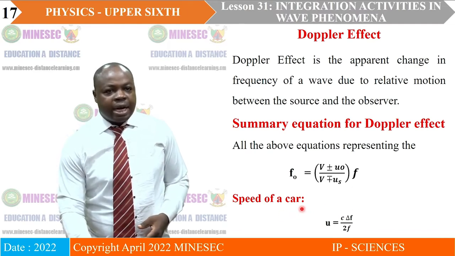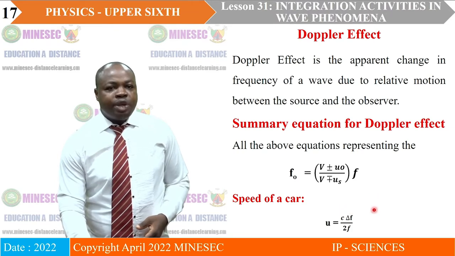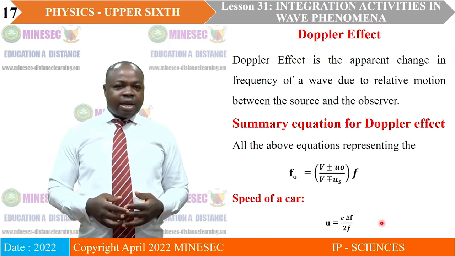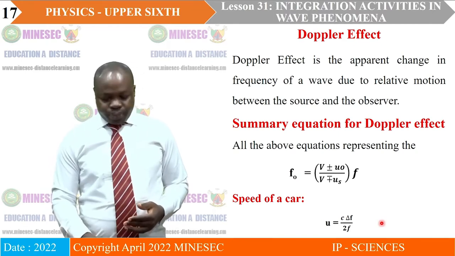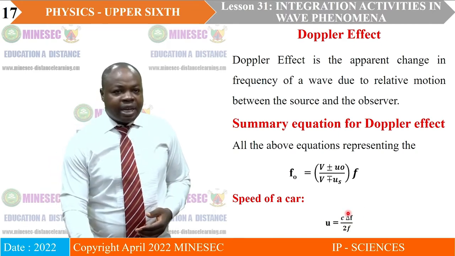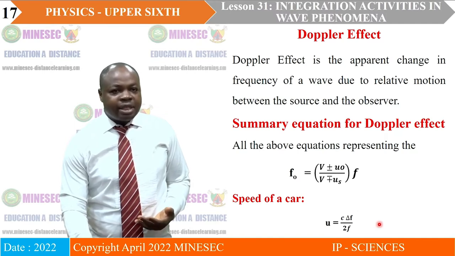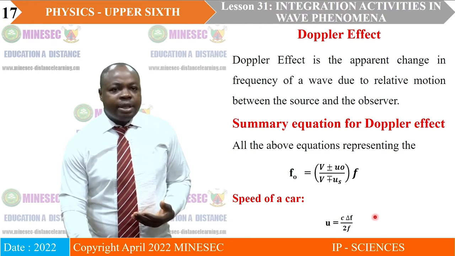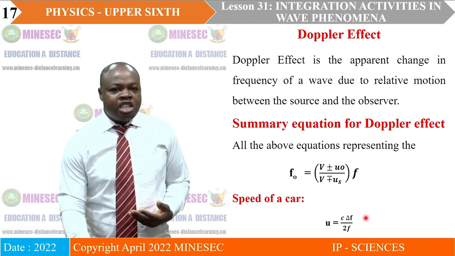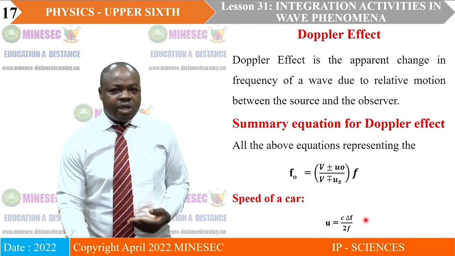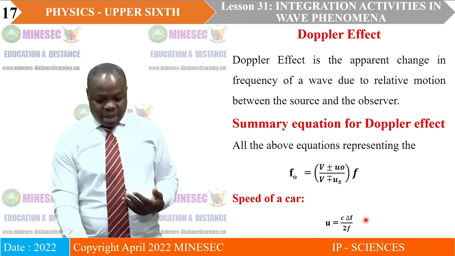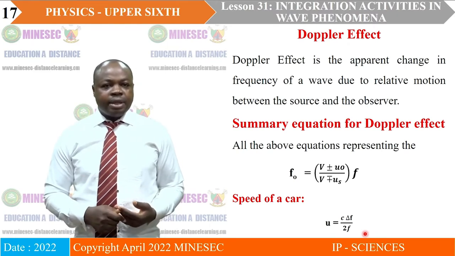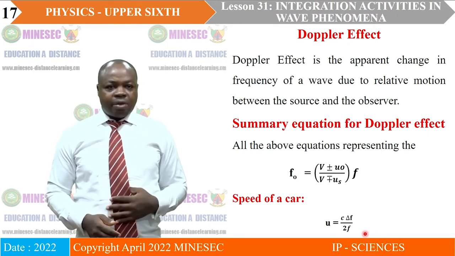Now, for a car on the highway, the speed that is measured by the gendarmes on the highway can be calculated from the speed of light. The wave used is light, and delta f is the Doppler shift, the change in frequency between the incident and the reflected. fs is the actual frequency that is sent out by the source.